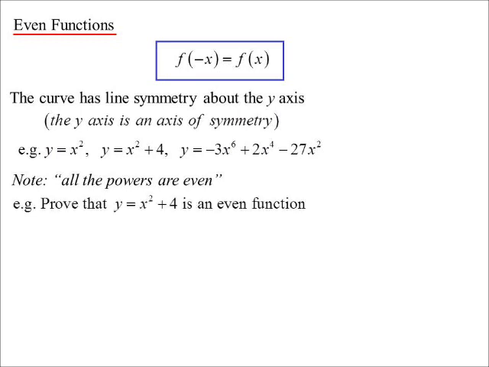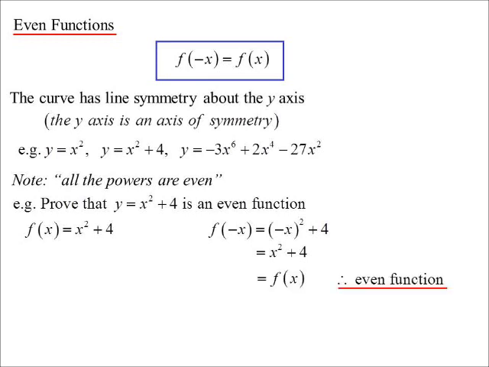Okay, let's prove it then, just in case you don't believe me, that x squared plus 4 is an even function. So again, f(x). We test f(-x) and see what happens. (-x) all squared would be x squared. So we get x squared plus 4. Oh, that's the same as f(x). So yes, that is an even function.